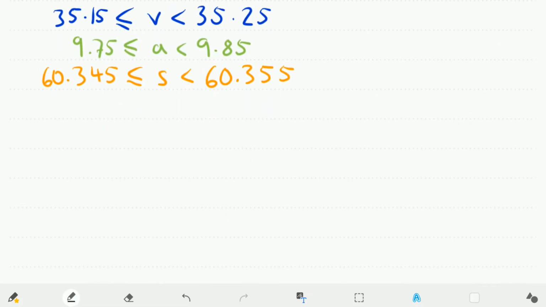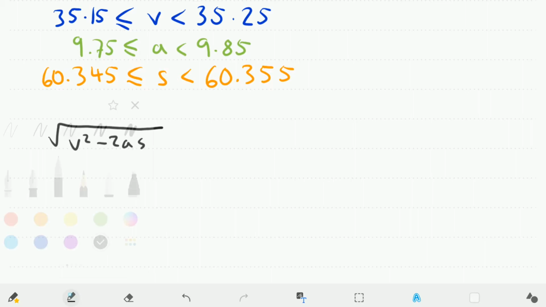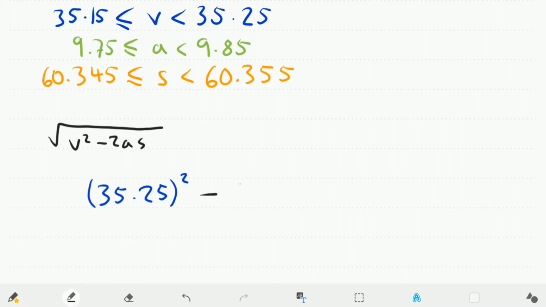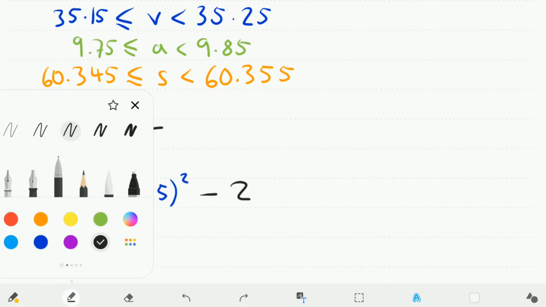So using these values that we have, I'm just going to rewrite the square root of v squared minus 2as. Firstly, we're going to maximize our v squared, and to do that, we're going to pick the upper bound of v, which is 35.25, and all of that is being squared. Then we have minus 2, so we can't minimize the 2 because the 2 is a constant. We have 2 multiplied by our acceleration.